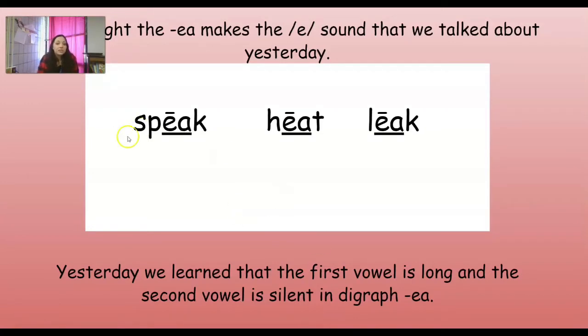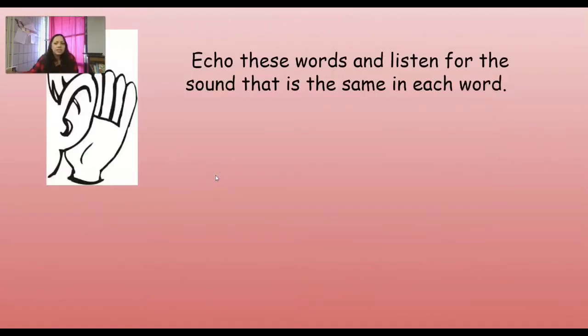And if you look in these words, look. Eek, eat, eek. That's that EA that we talked about yesterday. Remember, it makes the long E sound, and then we'd also cross off that A because we can't hear it, okay? So yesterday we learned that the first vowel is long and the second vowel is silent in digraph EA. Okay, I want you to listen to these words now.